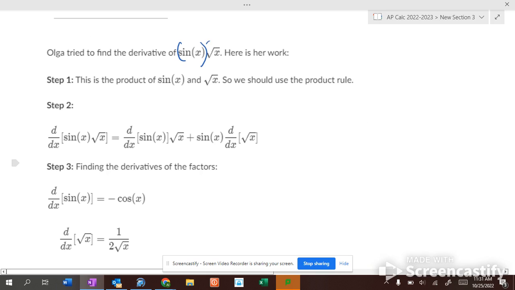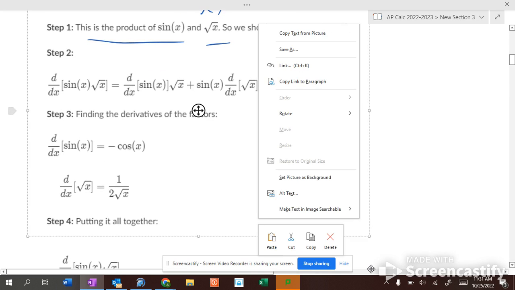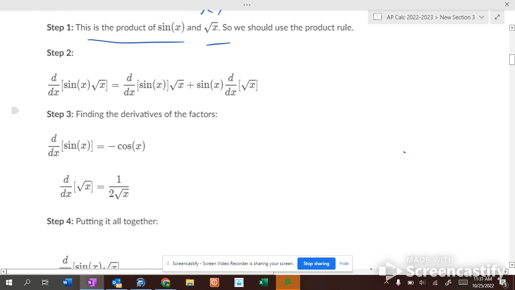The product rule, because there's two things multiplied together. So she said, yep, I'm going to use the product rule. The product of sine times the square root of x. So you take the derivative. When you do this, you take the derivative of the sine of x times the square root of x plus the sine of x times the derivative of the square root of x. Okay? Which, that's correct, right?